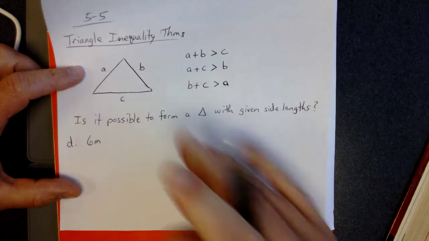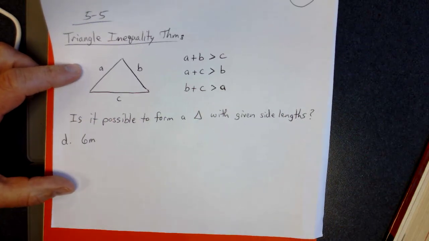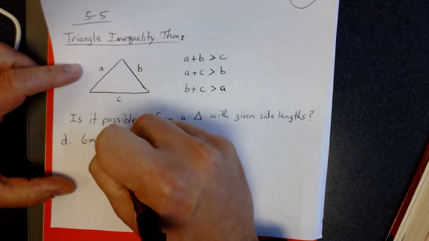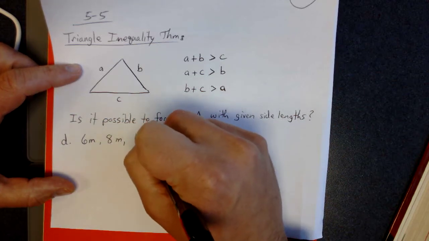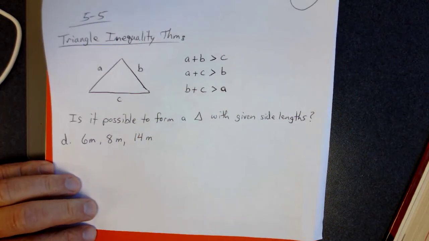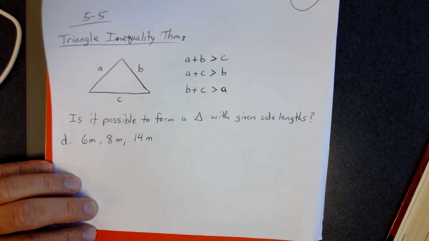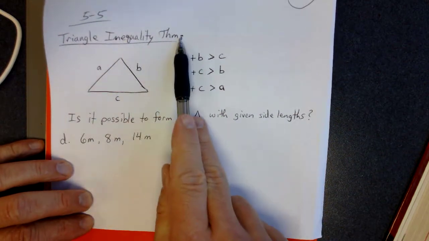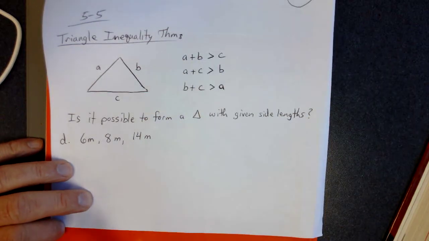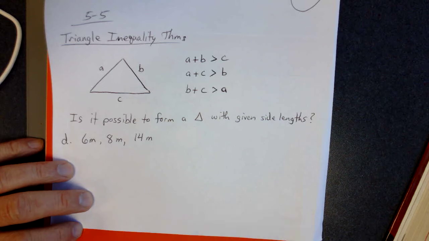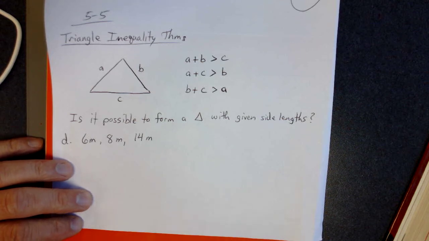We're going to have one side be 6 meters. One side's going to be 8 meters. Third side's going to be 14 meters. We want to figure out if it's possible to form a triangle with those 3 side lengths. Then if you go back to your triangle inequality theorem, we're just going to go through this. We're going to add 2 sides together, make sure they're bigger than the third. If that is the case with all 3 sets of sides, then it is a triangle. If any of those inequalities does not work, then we cannot form a triangle from those lengths.